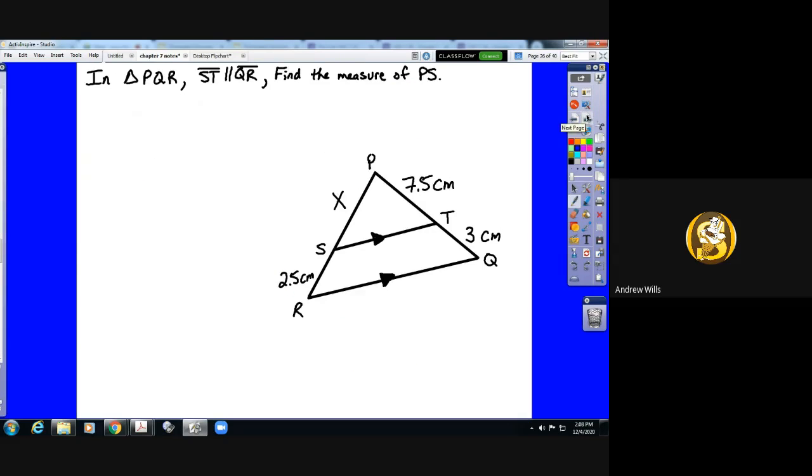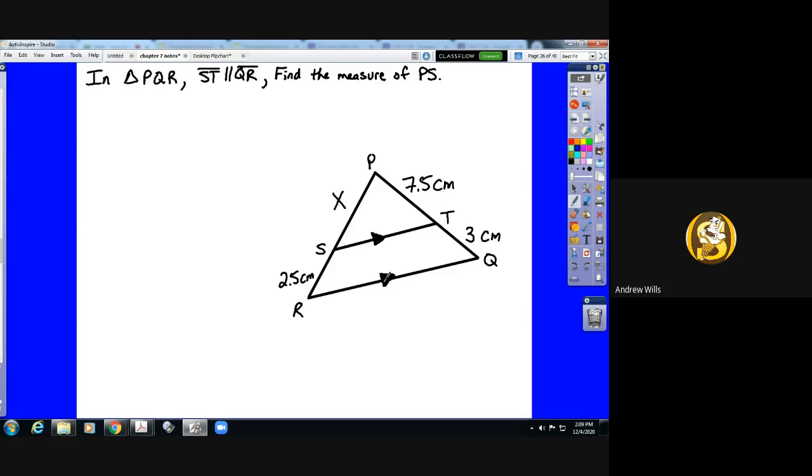We are going to do this problem here. Okay. In triangle PQR, that's the bigger triangle in this picture, ST is parallel to QR. We have those markings already on the line segments indicating that these 2 lines are parallel. It says find the measure of PS. Well, PS is marked in this picture with an X.